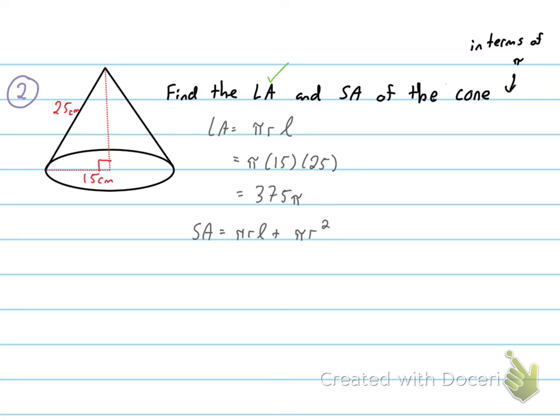To find the surface area, I'm going to do that lateral area plus pi r squared. So 375 pi plus pi times 15 squared. And combining all that, I end up with 600 pi centimeters squared. And I'm done.